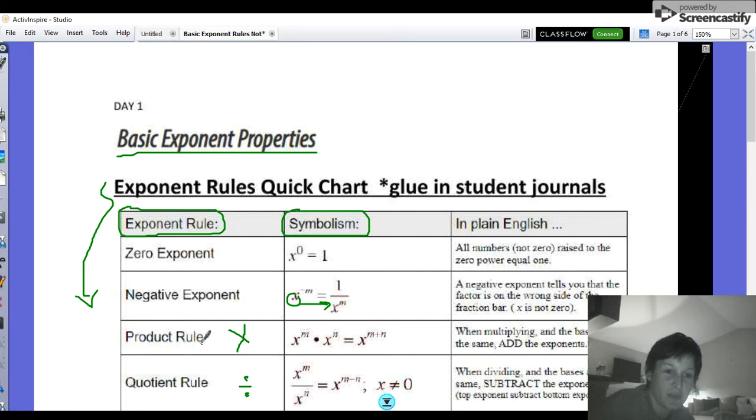On the next one, product rule, product means multiply, right? If we're multiplying two variables or two constants, for example, like 5 squared times 5 cubed, as long as the bases are the same, we're just going to add those exponents because we're just writing out that number however many times this exponent tells us to. So we might as well just add them up. We'll talk more about that later if that confuses you.